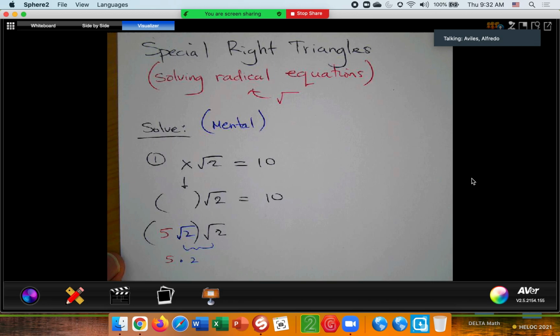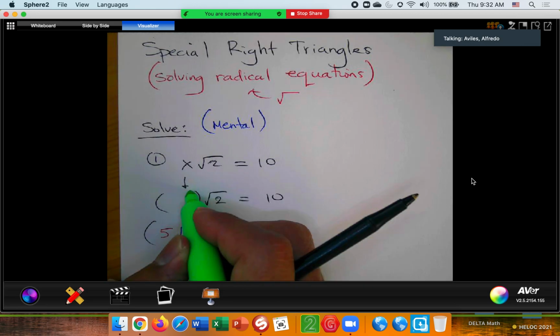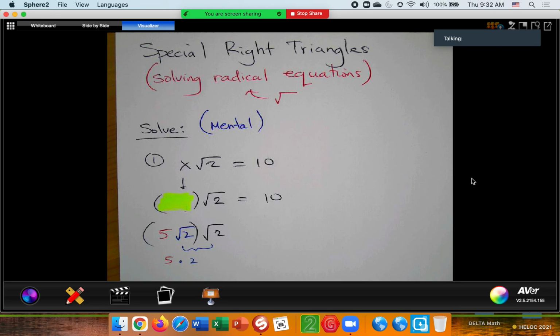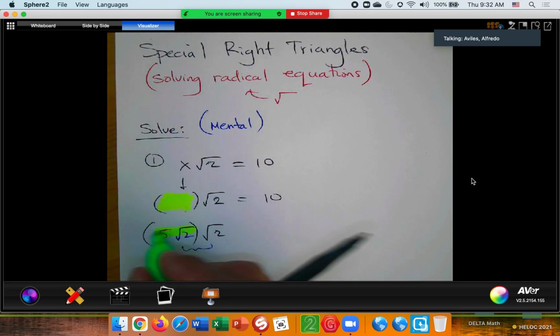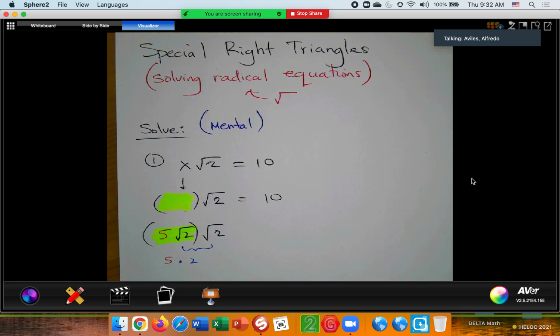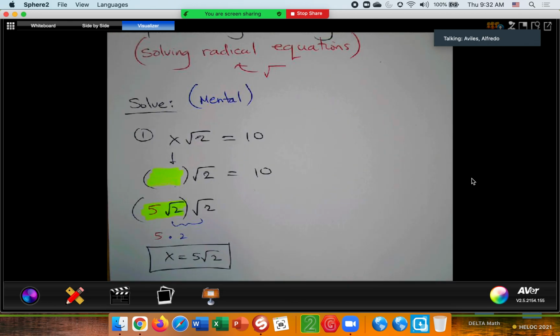So my answer for x, right? Remember, what's x? The answer is not 5. What's this part that I need here? That's your answer for x, not just the 5, okay? So we got x equals 5 root 2. Okay, that's good that you can do that, and that's okay if you can figure it out mentally and it works out okay. But what if it doesn't work out?